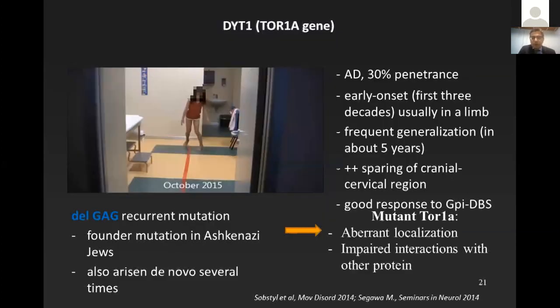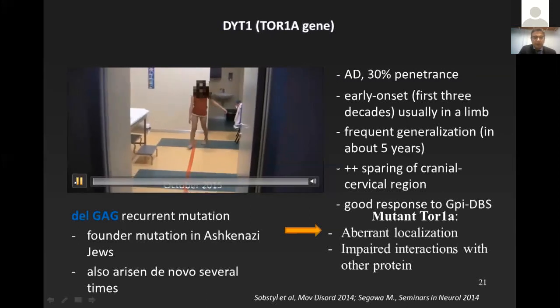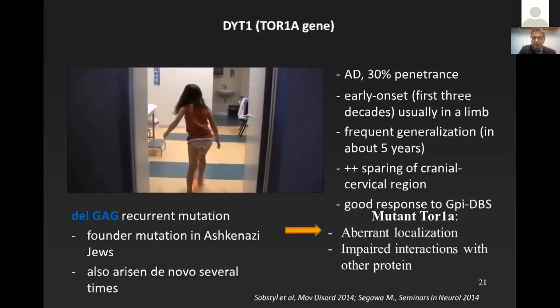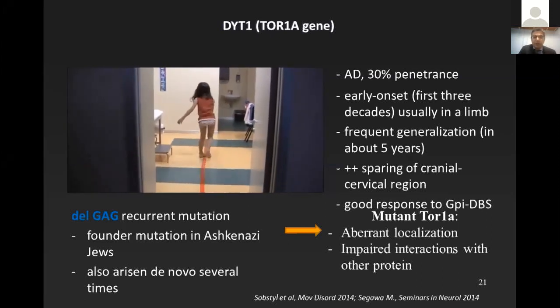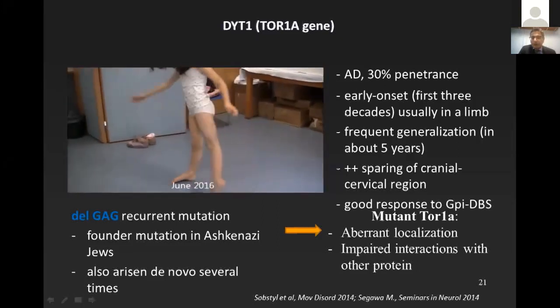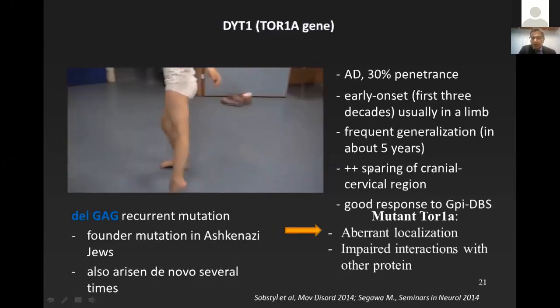So just a few words about some of the isolated generalized young onset dystonias. This is somebody with a DYT1 gene. You can see she's very young. She's got limb dystonia, lower limb dystonia, which can go on to become generalized. This is an autosomal dominant disorder, usually sparing the craniocervical region.